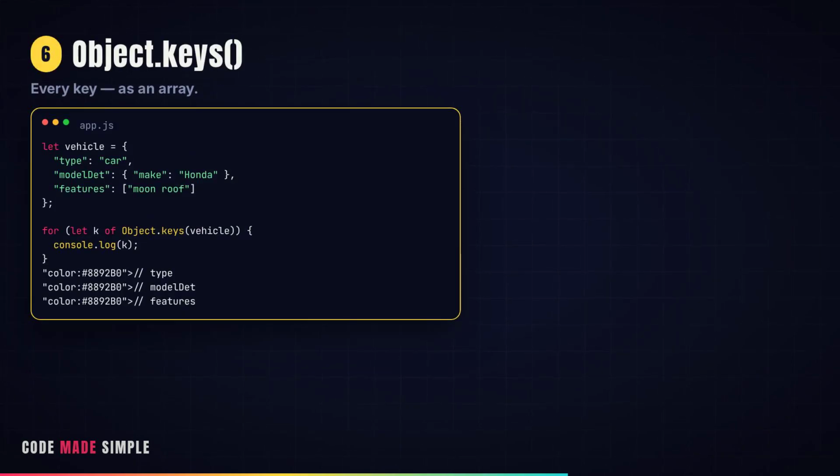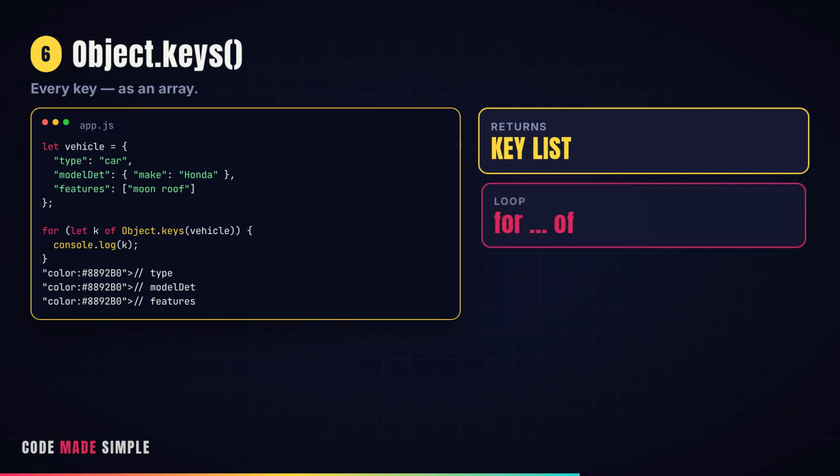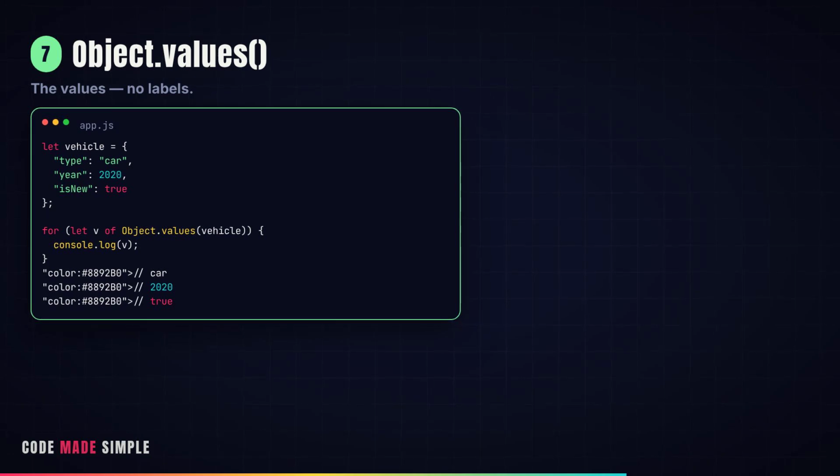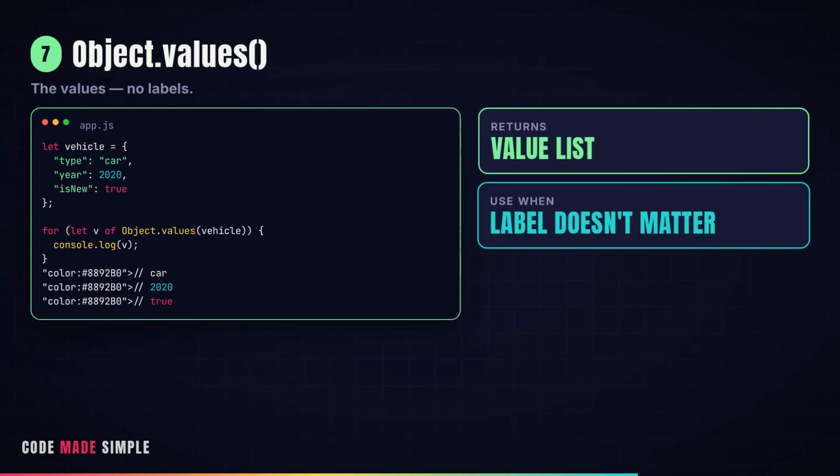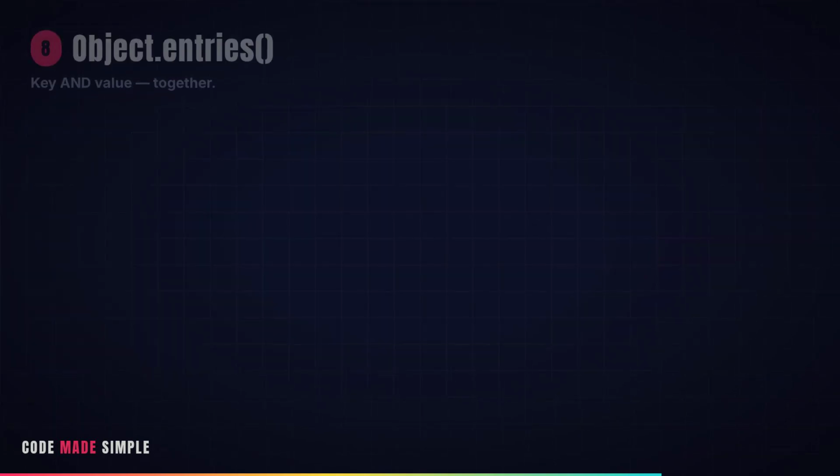Object.keys gives you every key as an array. Loop it with for of. Now you can inspect any object dynamically, even ones you didn't write. Object.values. Same idea, but you get the values. Perfect when you don't care about the label, just what's inside.